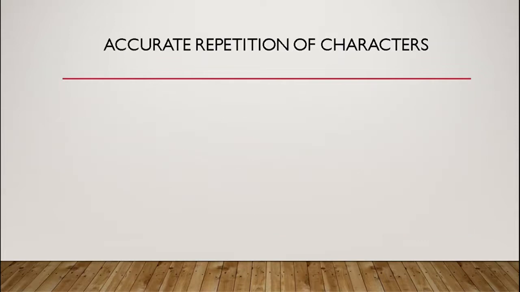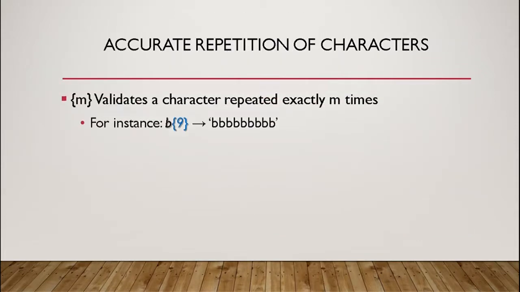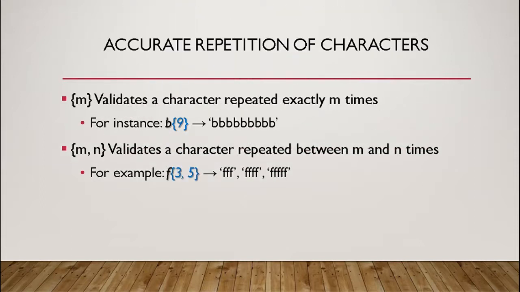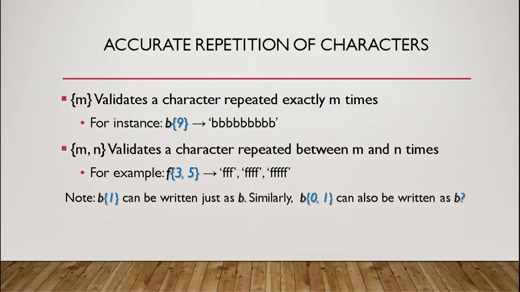If you want to be more accurate, you can set a number in curly brackets. For instance, B followed by a 9 in brackets will recognize only a string of exactly 9 Bs. You can also define a minimum and a maximum. Here, an F followed by the numbers 3, 5 will recognize strings made of 3, 4, or 5 consecutive Fs. Make sure you use this counting only when necessary.